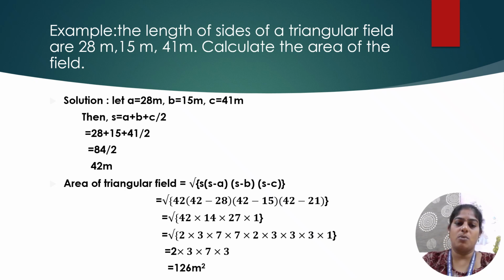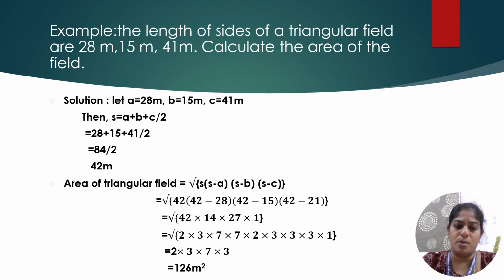So example number 1, just see the length of sides of a triangular field are 28 meter, 15 meter and 41 meter. Calculate the area of the field. Now just draw a triangle in the shape and write the value for A, B and C. So the value for A is 28, the value for B is 15 meter and value for C is 41 meter.